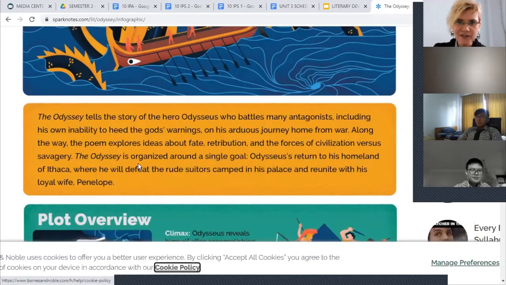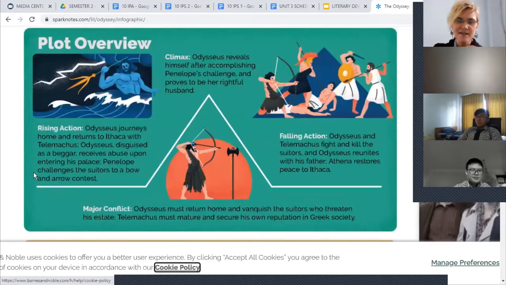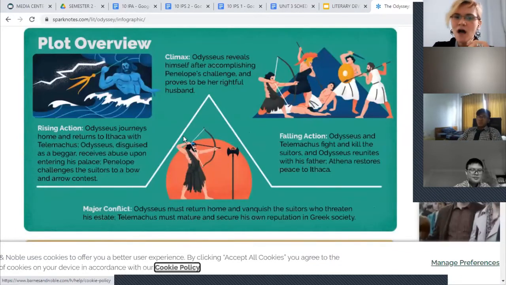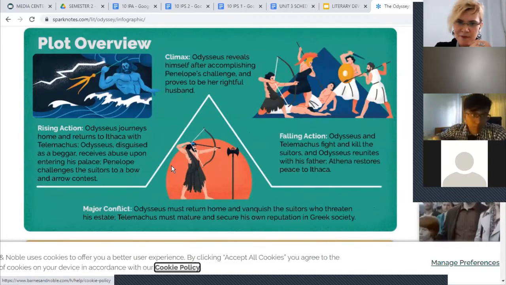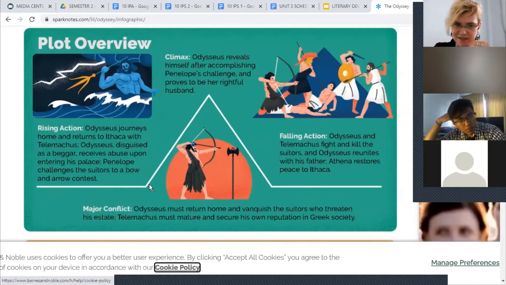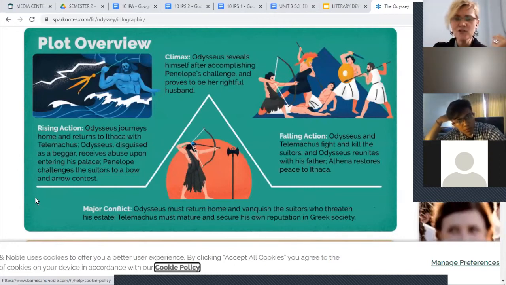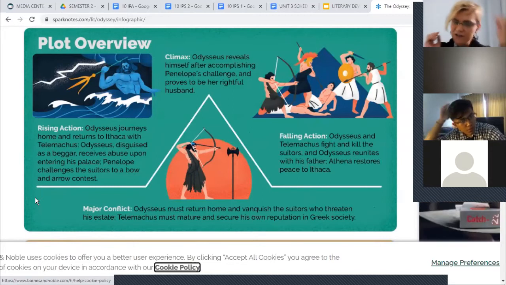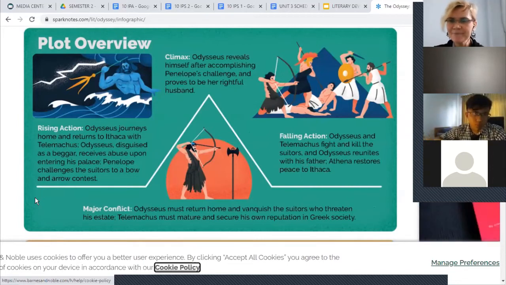If you look at the plot overview here, this is nice. This is called a narrative arc. You need to remember this, a narrative arc, which has the beginning line, the setting. The setting is always the time and the place and the characters. So where does the story take place? What characters are involved? What was the time of the story, and where does it take place?